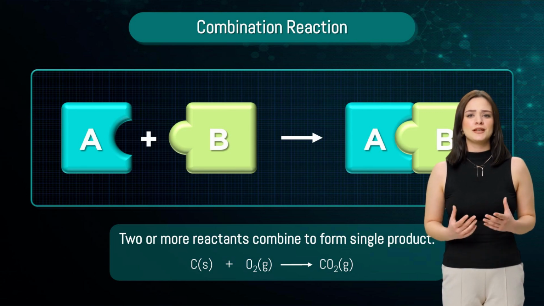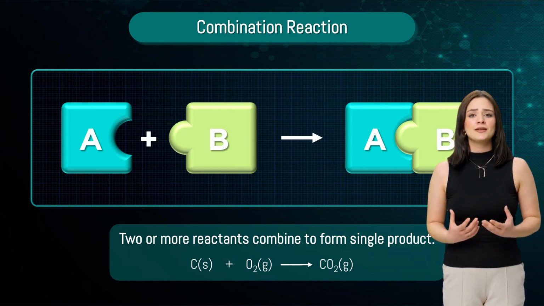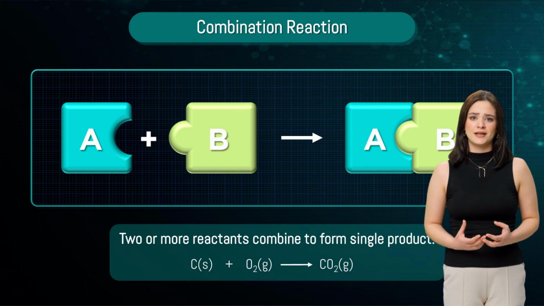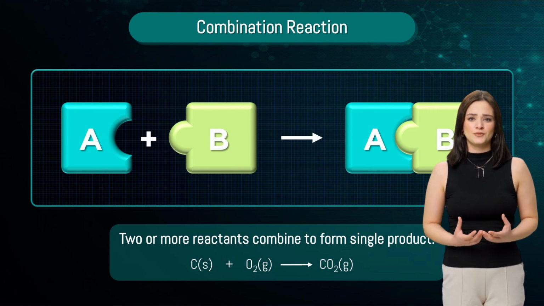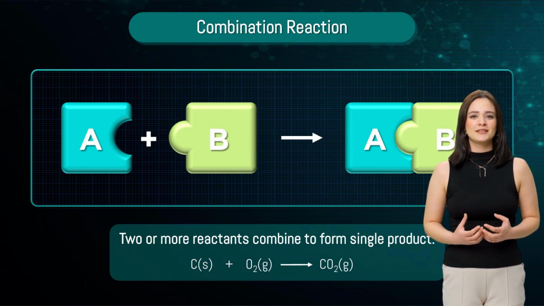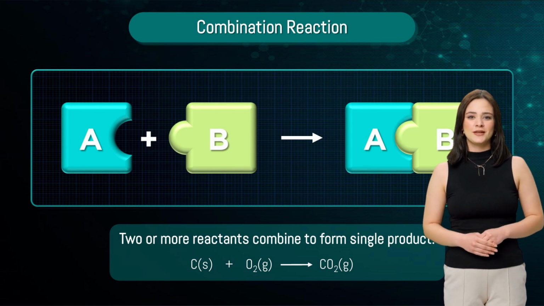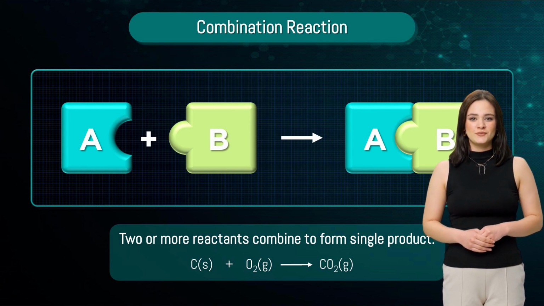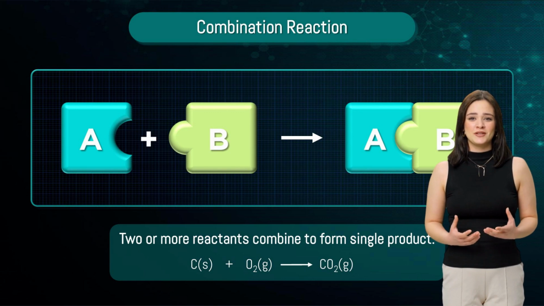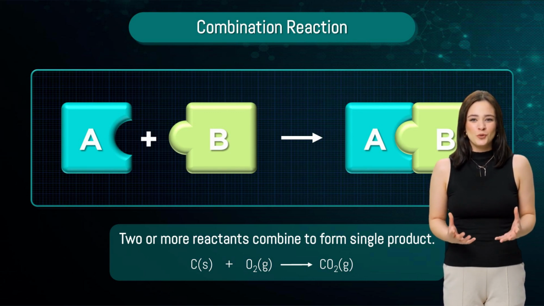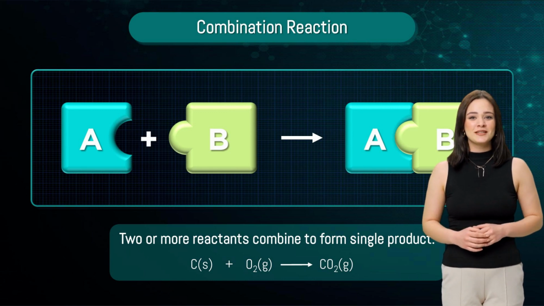Combination reactions involve 2 or more reactants forming a single product. When A reacts with B to form AB, it represents a combination reaction. For example, carbon reacts with oxygen to produce carbon dioxide. So 2 reactants combine to form one product, so this is a combination reaction. Let us study more about combination reactions.